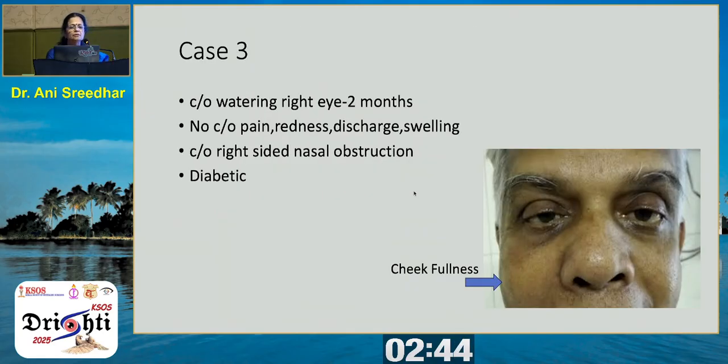So another case with watering of the right eye. Always when the patient comes to you with proptosis or a mass, you have to take note of the temporal region and also the cheek. There may be a fullness there. So this was a cheek fullness.